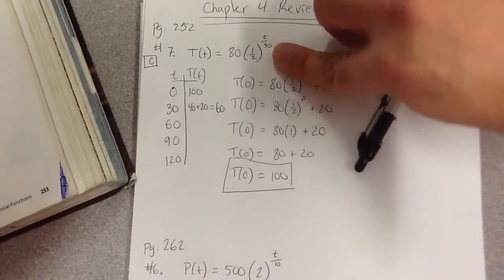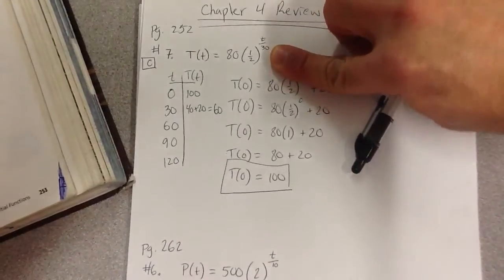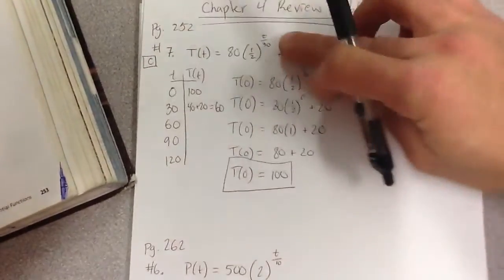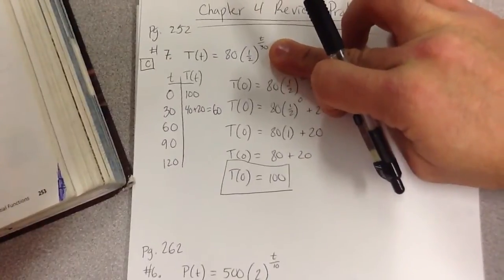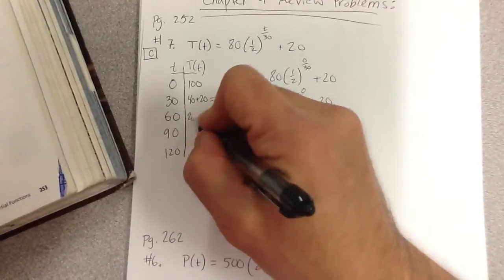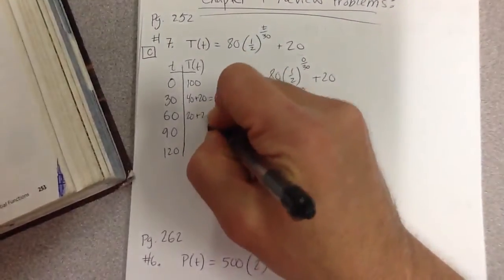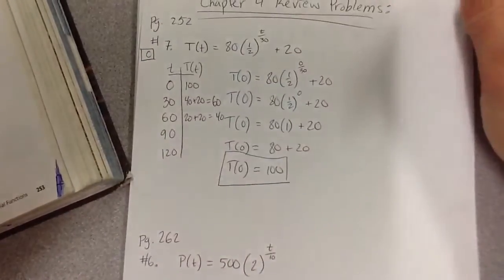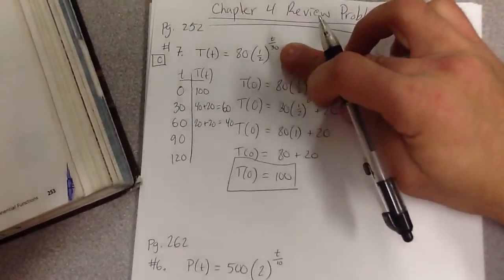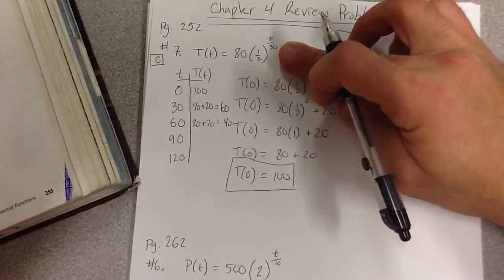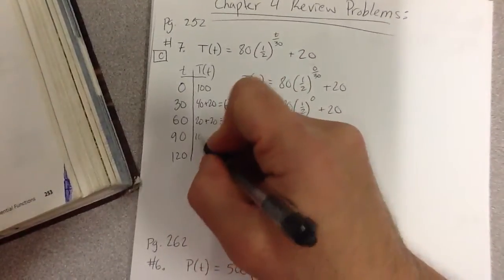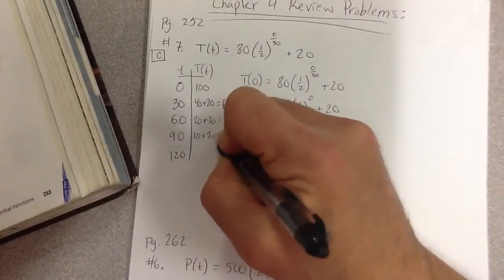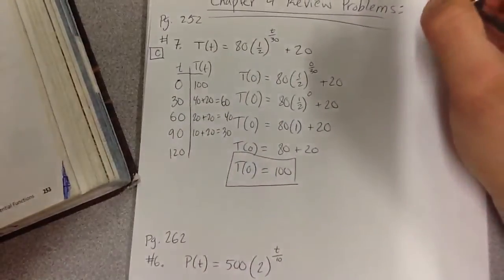And then, again, after another half hour, that 40 is being cut in half again. So that 40 is going to be cut in half, so it's now 20. But then this plus 20 is hanging out, so you're going to get a total of 40. And then after that, another 30 minutes, that 20 is going to be cut in half, which is 10. But then you have this plus 20 hanging out at the end, so it's going to give you 30.